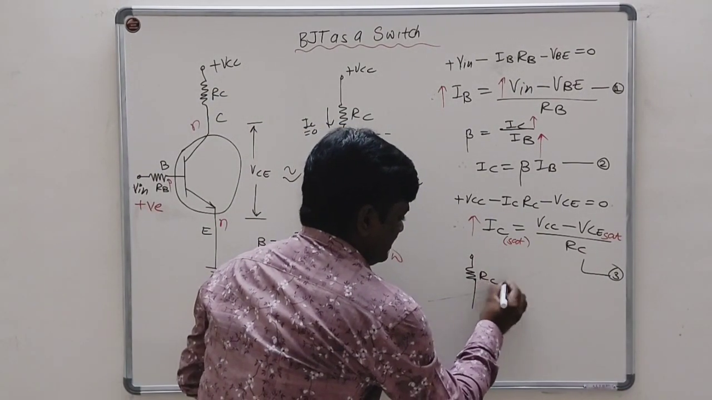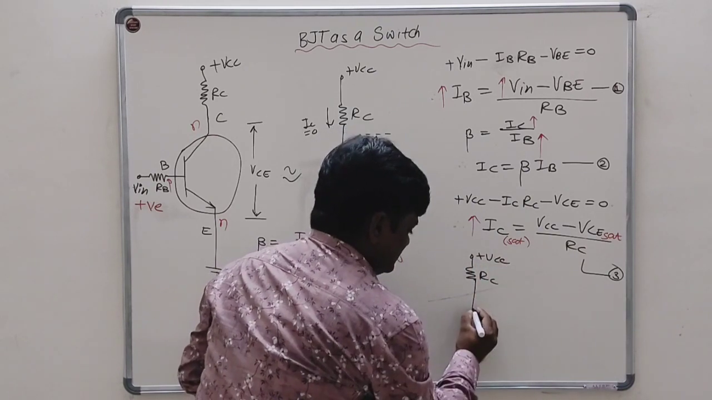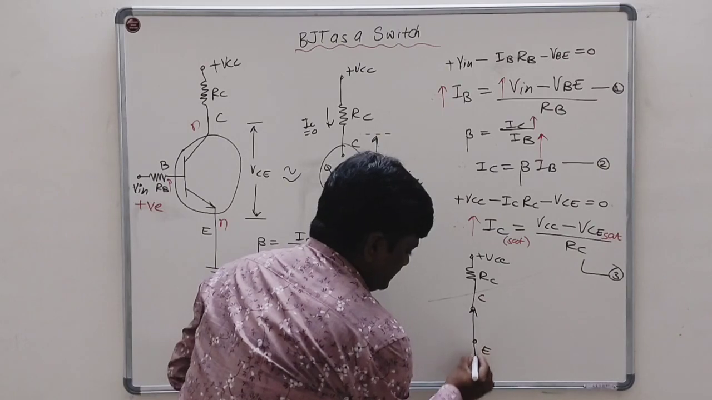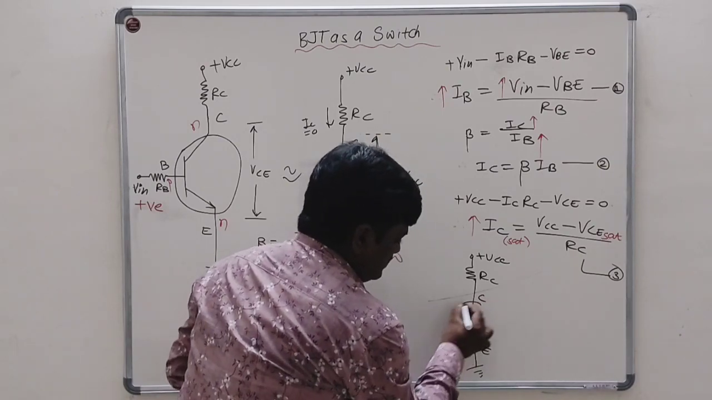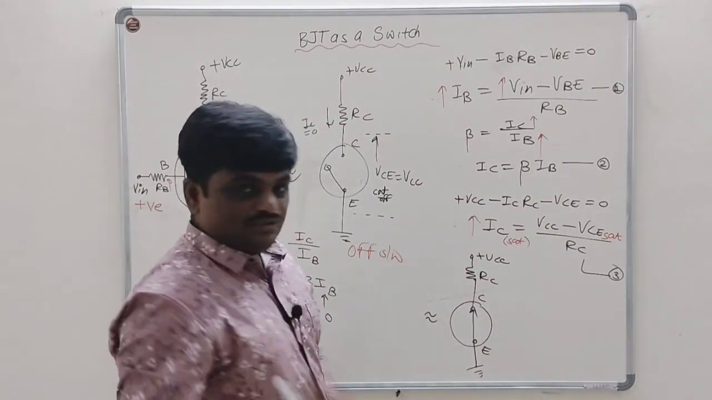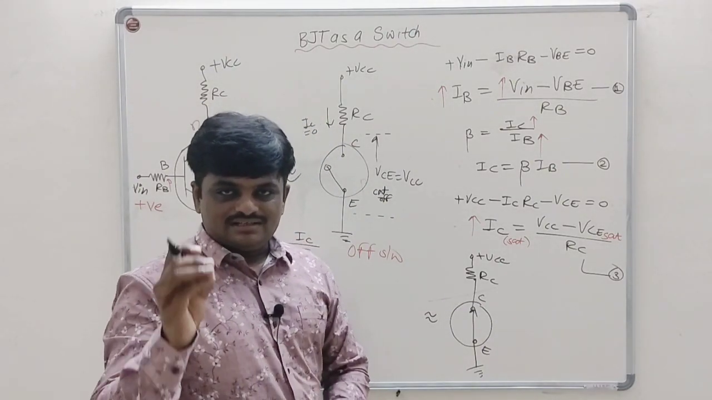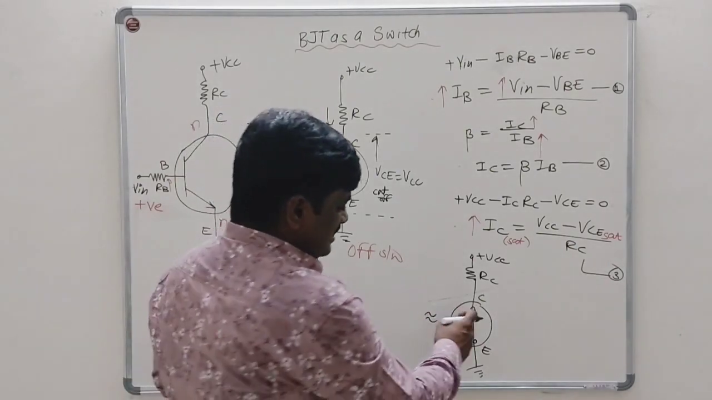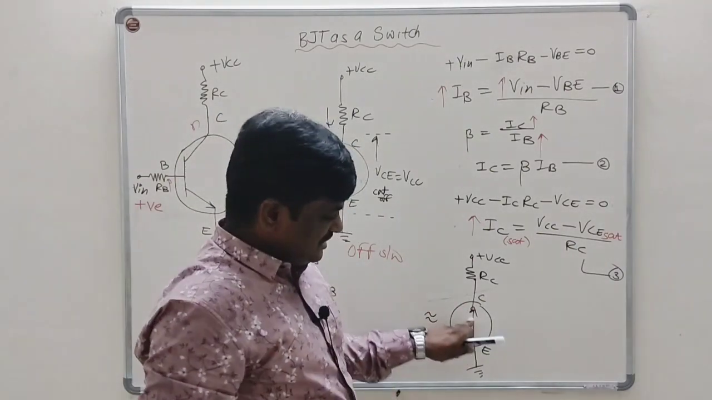And its equivalent circuit, I will show here simple, the equivalent circuit when it operates as an on switch. Here it is having RC, then this is plus VCC, then this is the collector terminal, this is the emitter terminal, there is closed switch between these two. So you can see this is the equivalent circuit when both the junctions are in forward bias, and transistor is operating in saturation region. The transistor will act as a closed switch here.